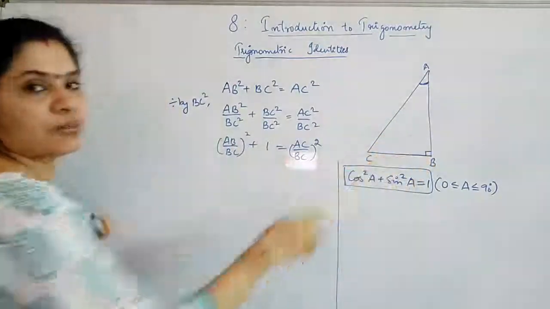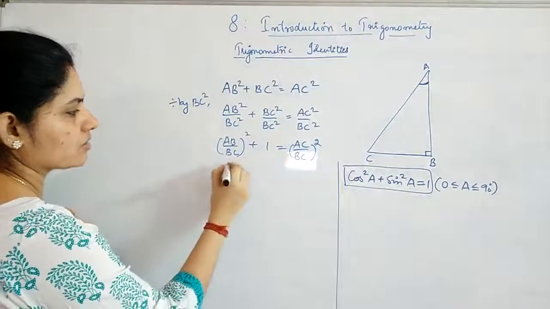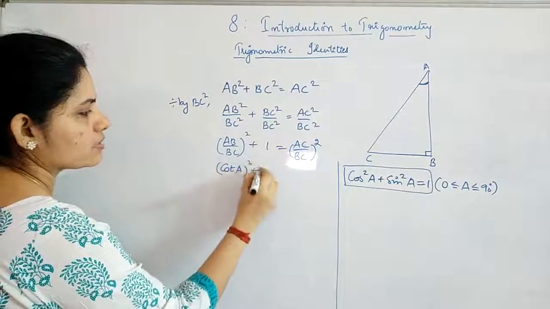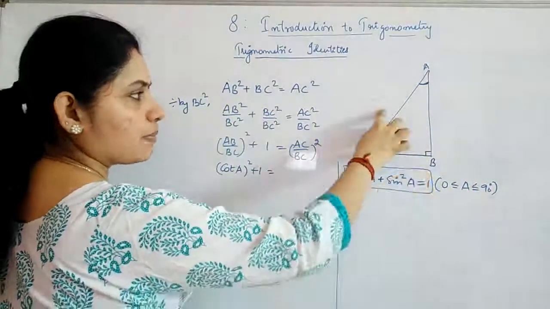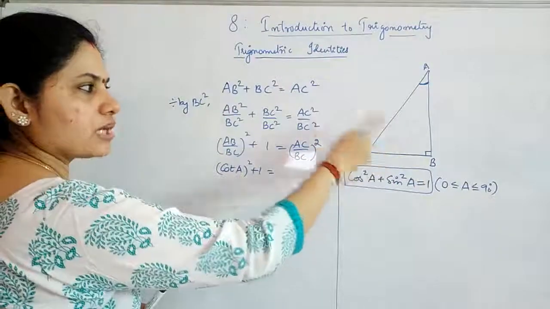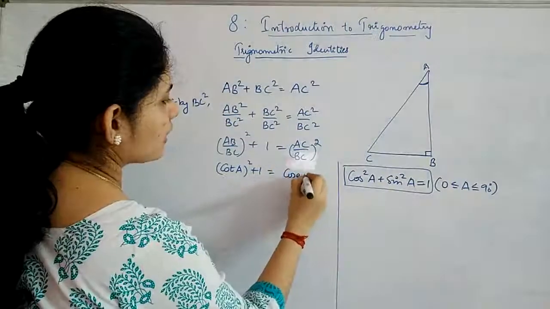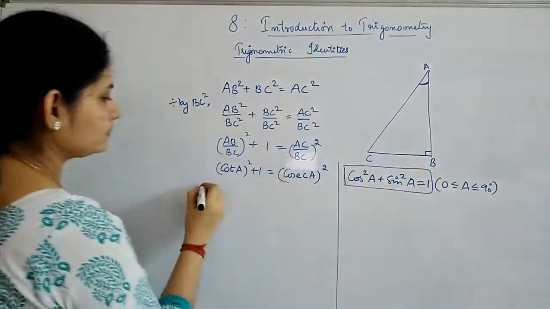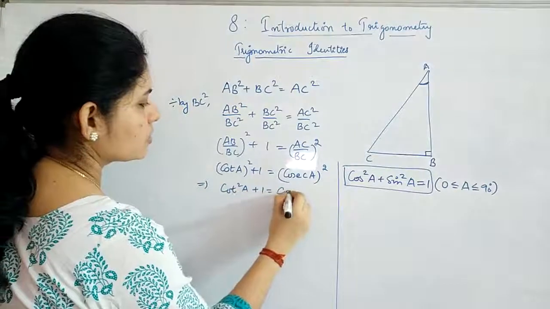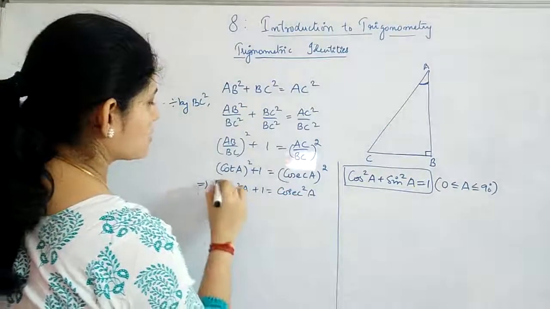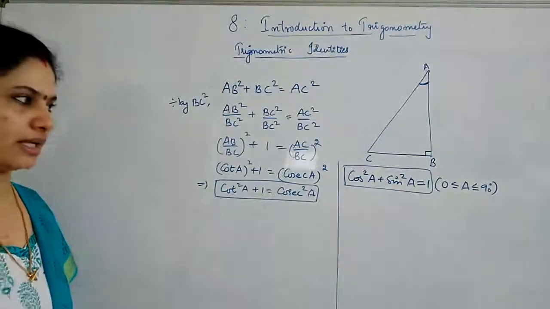If you are considering from this angle, AB is the adjacent side and BC is the opposite side. What is adjacent side by opposite side? Opposite side by adjacent side is tan. Adjacent side by opposite side will be cot, the reciprocal of tan. So it is cot A the whole square plus 1 is equal to, again AC is the hypotenuse and BC is the opposite side. Hypotenuse by opposite side: think of opposite side by hypotenuse, which is sine, so the reciprocal will be cosec. So here you are getting cosec A the whole square. That is cot square A plus 1 equals cosec square A. This is the third trigonometric identity: cot square A plus 1 is equal to cosec square A.